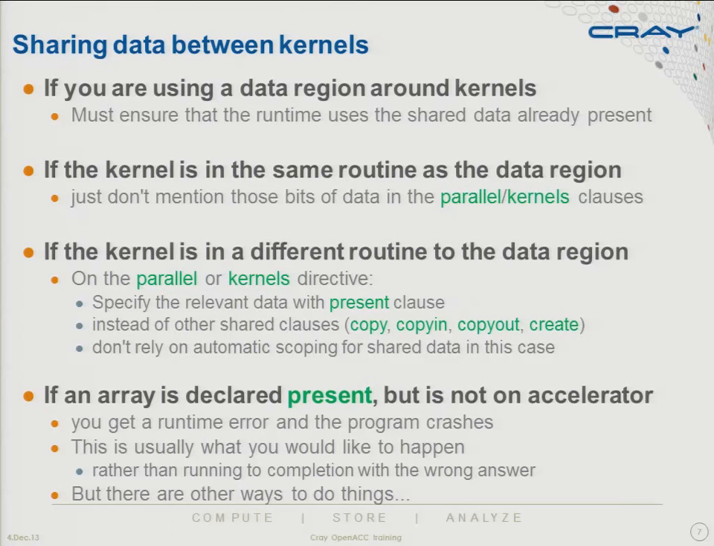This is what we've been talking about before. This was to do with present, that if you want to share data between kernels, then instead of saying copy, copy in, copy out, create, you just use present. And then it has to be there on the GPU. And it will use the version that's on the GPU. And it will check whether it's there. If it's not there, you get a runtime error. And it does this because the compiler and the runtime maintain a table that knows which CPU memory addresses have been mapped onto the GPU and where they are in the GPU memory. And so it checks this table to see whether it exists there or not.